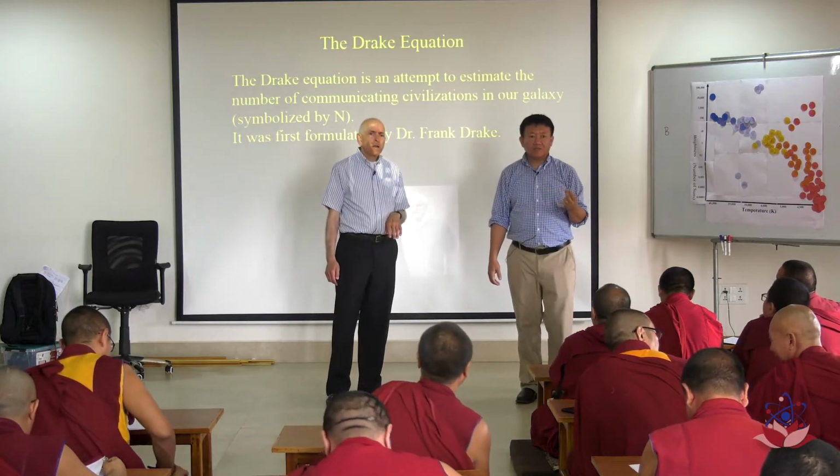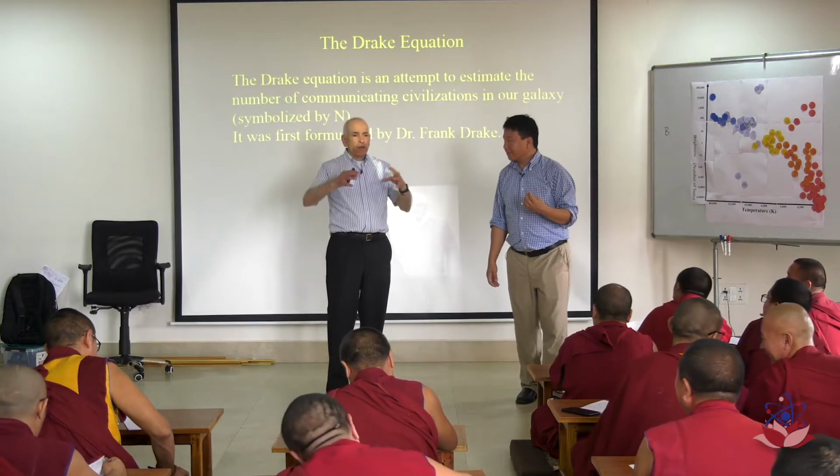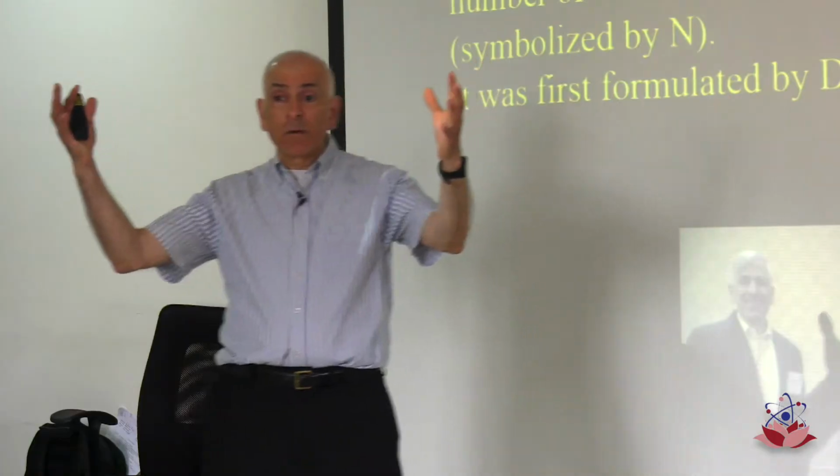So suppose our galaxy had a small number of stars versus a larger number of stars. Few stars or a lot of stars. That would make a difference in how many civilizations you might expect. Because the more stars you have, then the more planets there can be orbiting those stars.